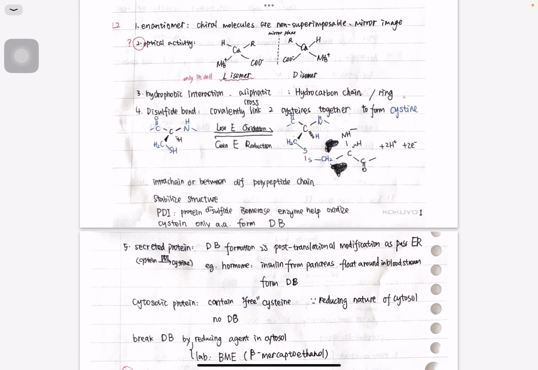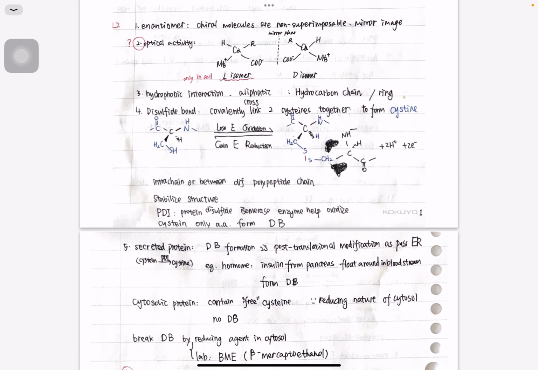It is a covalent bond that links two cysteines together to form cystine. And cysteine is the only amino acid that can form the disulfide bond. We can see there is a thiol in cysteine and in methionine, but methionine cannot form the disulfide bond, so we need to know that.